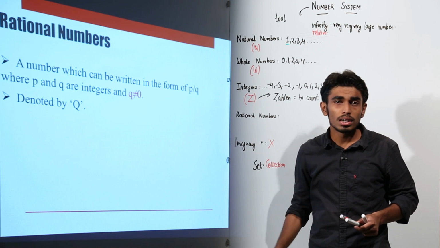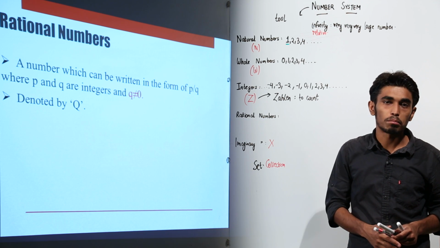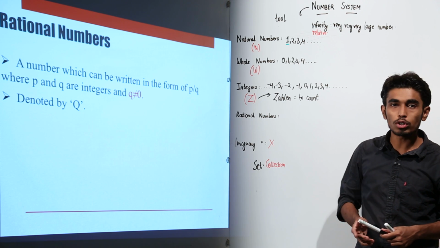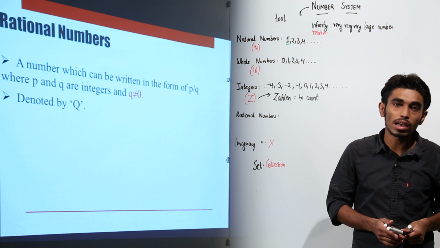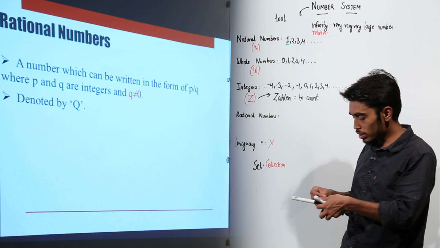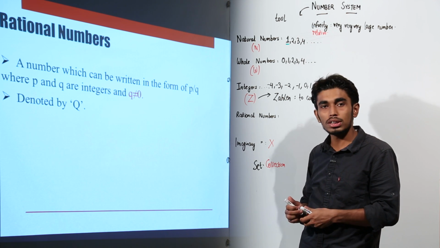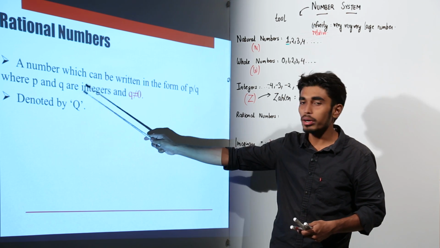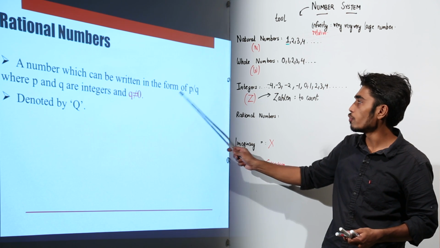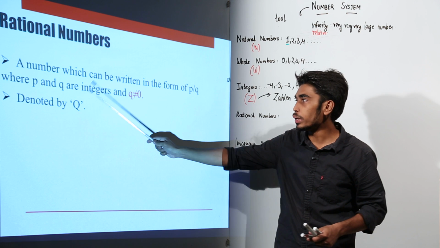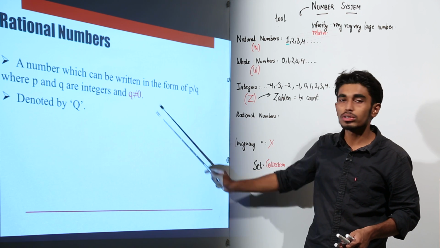Now rational numbers, this is a very important topic of this chapter, because we'll be mostly talking about rational numbers and irrational numbers in this chapter. So what is the definition of a rational number? As you can see in the PPT, a number which can be written in the form of P by Q, where P and Q are integers and Q is not equal to 0.